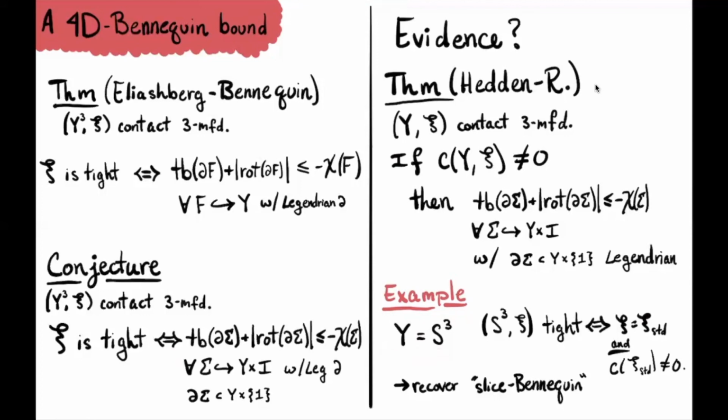And this was already known. This is really just recovering what's known as the slice-Bennequin inequality. So our conjecture is really that this holds more generally. On the other hand, you really can't use this theorem to prove the conjecture because we know that there are 3-manifolds with tight contact structure, but whose contact invariant is equal to 0. So this won't be enough to prove the conjecture.